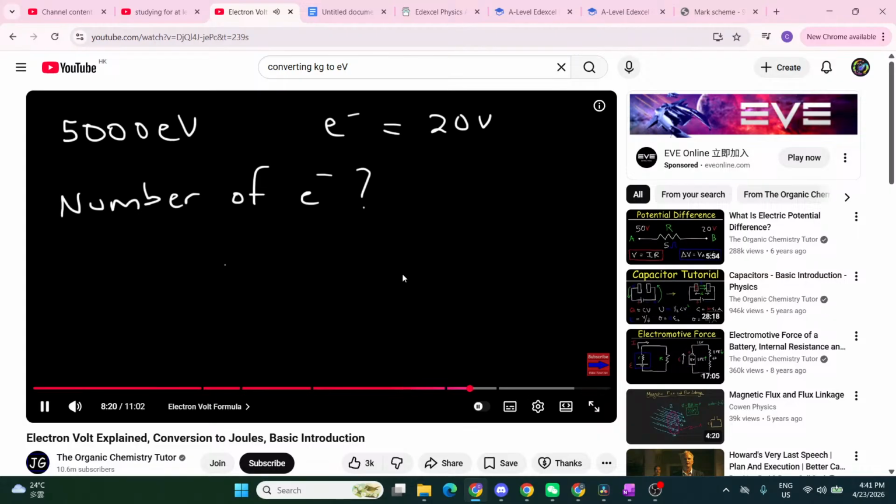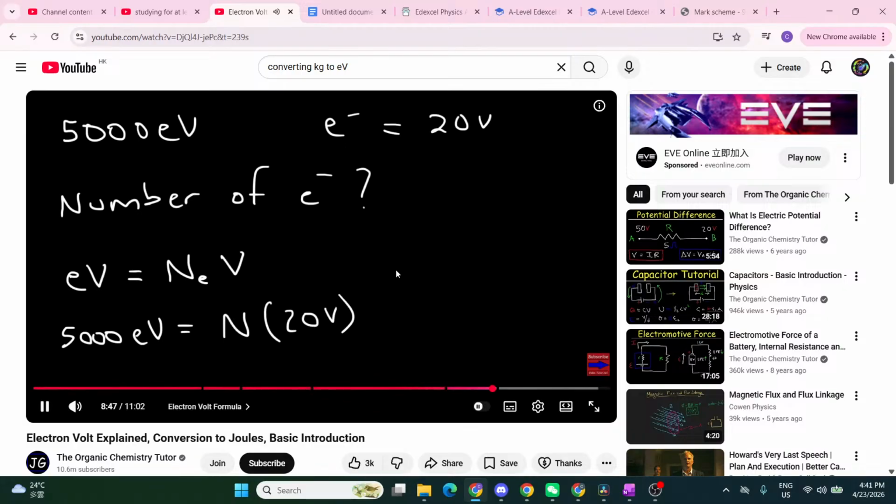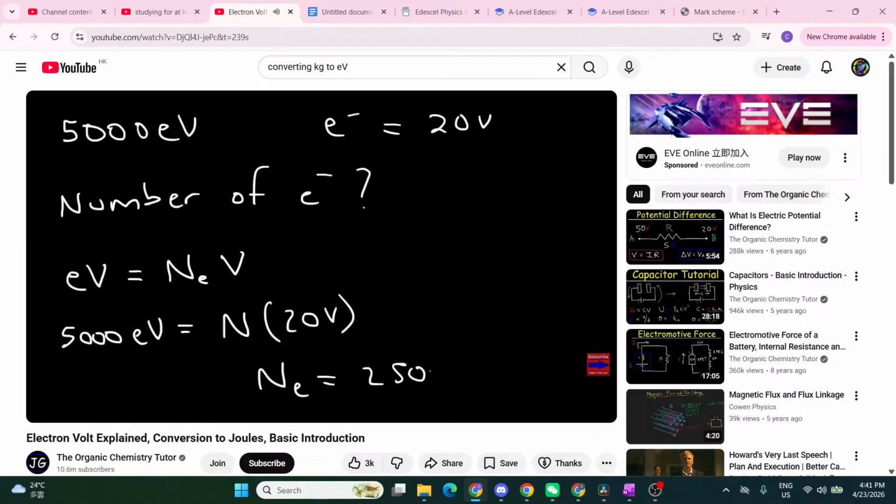So let's see if we can come up with a formula. So the energy in electron volts is going to be equal to the number of electrons, N sub E, times the voltage of each electron. So let's put V for volts. So the total energy is 5,000 electron volts. We're looking for the number of electrons, and each electron is 20 volts. So it's going to be 5,000 divided by 20. And so the number of electrons is 250.